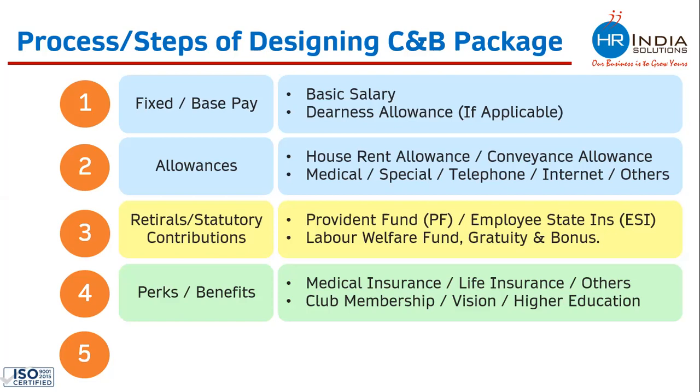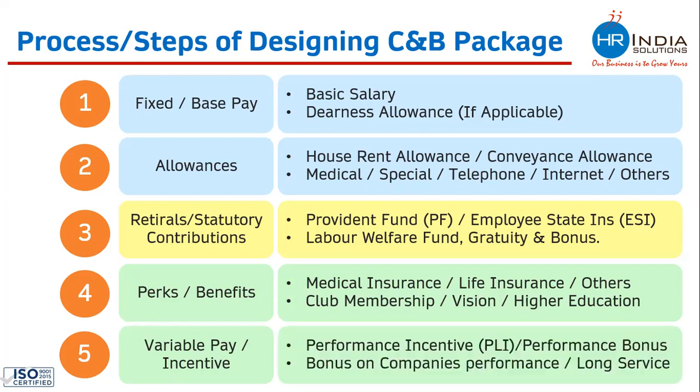Once you're done with these four steps, the last and final step is variable pay or incentive. If the position is required to achieve a certain kind of target, and on the basis of achievement of that target the person is getting any kind of incentive or variable pay, you can add the cost of that. The various names given to variable pay are performance incentive. Many companies call it PLI, which stands for performance linked incentive. Many companies call it a performance bonus, and many companies pay bonus on the company's performance. They say we would be paying bonus on the basis of how well the company is performing. And in many companies, it is a long service award.